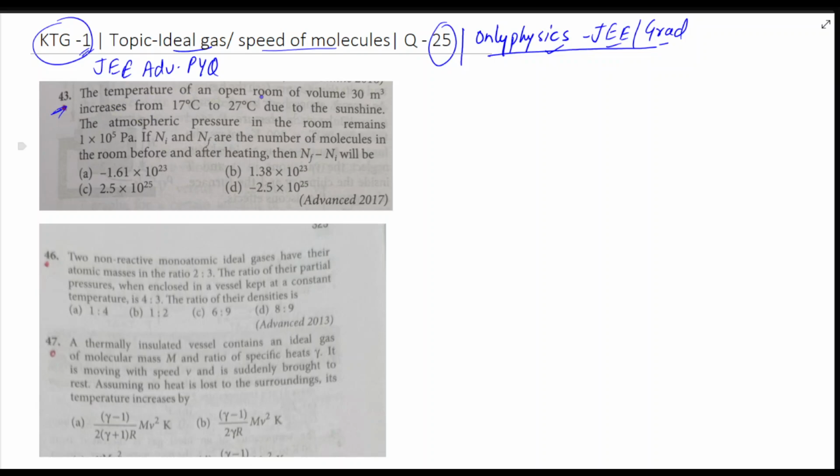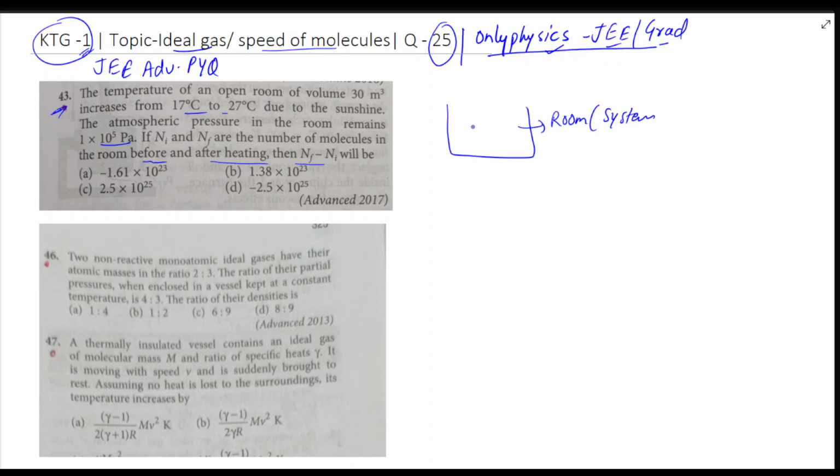We have the temperature of an open room of volume this. So the room is open and the volume is this. The increase in temperature is like this due to sunshine. The atmospheric pressure in the room remains this. If Ni and Nf are the number of molecules before and after the heating. So what is happening is we are taking our system as this container, or room. This is our room and this is our system itself.